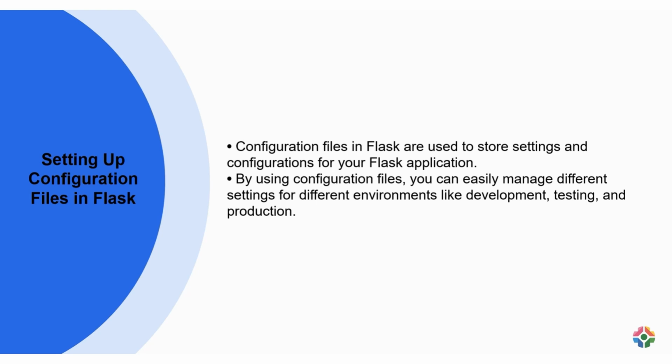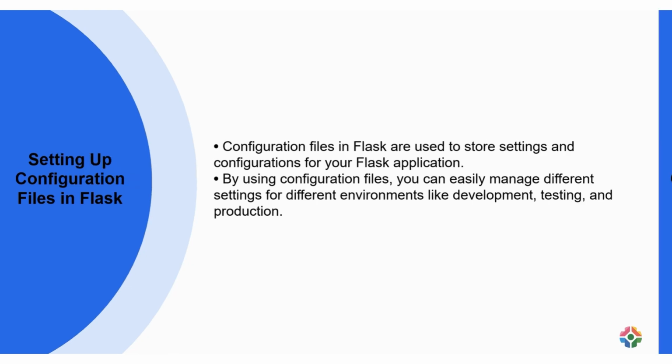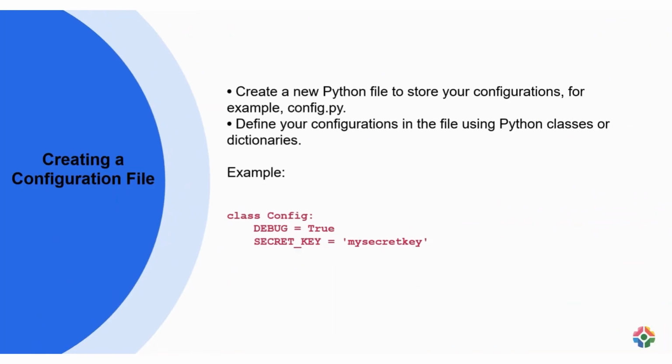For instance, you could have separate configuration files to specify different database connections for each environment. This segregation helps maintain code clarity and simplifies the deployment process, as you can quickly switch between settings without needing to modify the codebase. To store configurations in a Python file, create a new file like config.py.